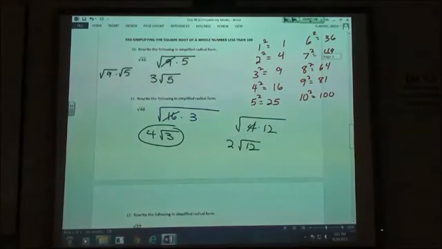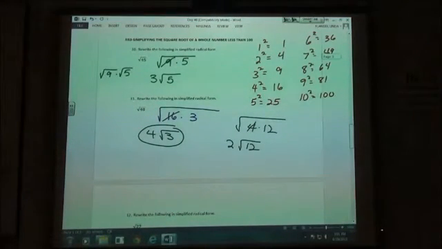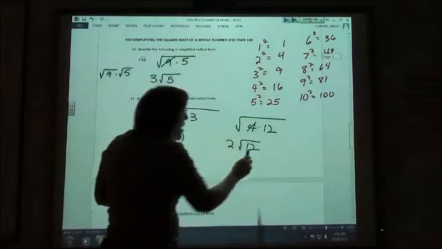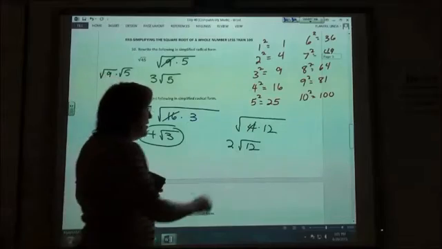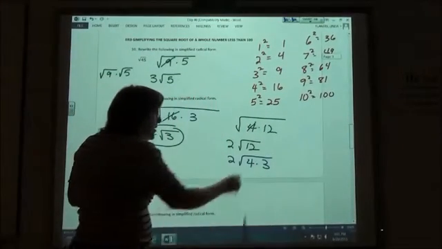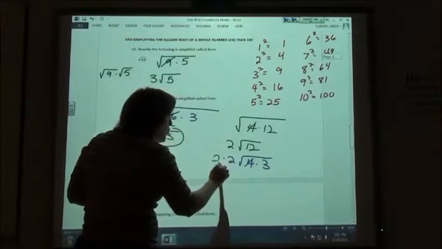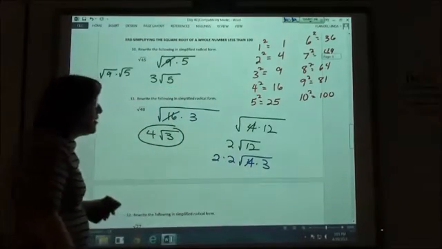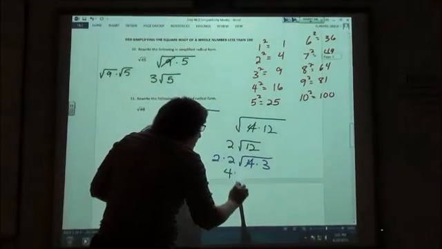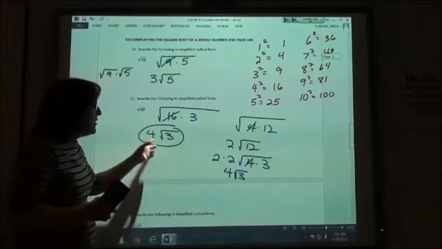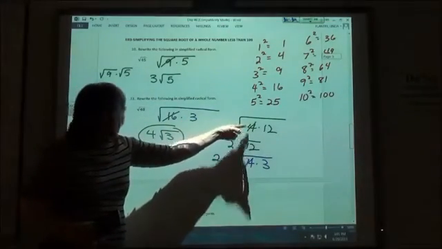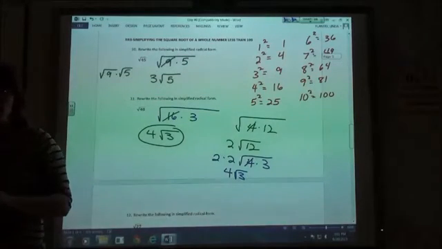If you put in that answer, it's going to say you can simplify it further because 12 can be factored again. 12 is 4 times 3. The square root of 4 is 2. I have to multiply that by what's in front because that's multiplying. 2 times 2 is 4. And notice I got the exact same answer, 4 square root of 3, but this took me a lot more work because I didn't pick out the biggest perfect square that goes into 48.